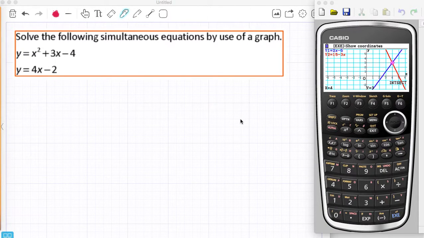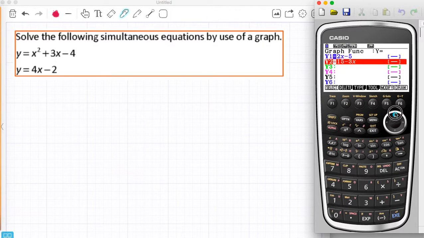In the previous video, I looked at two linear equations and solved for the intersect point. And now I've got a quadratic, and I'm going to do the same thing. I'm going to graph them both and see if I can find it using the graph. So I'm just going to overwrite this first one with x squared plus 3x minus 4. There's the first equation. And the second equation is 4x minus 2.